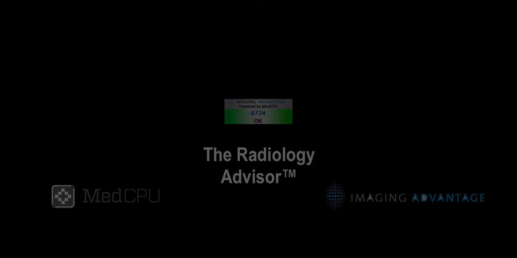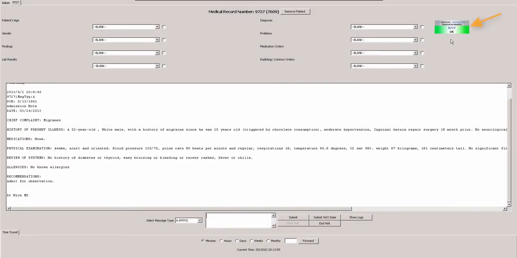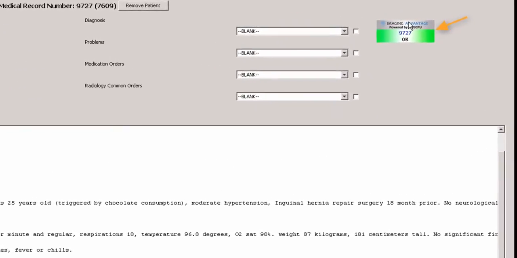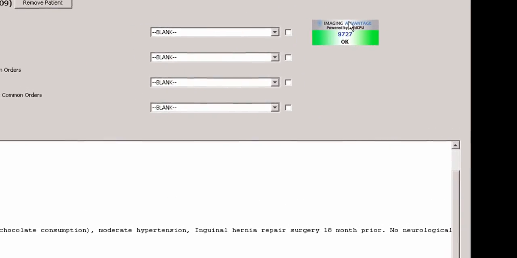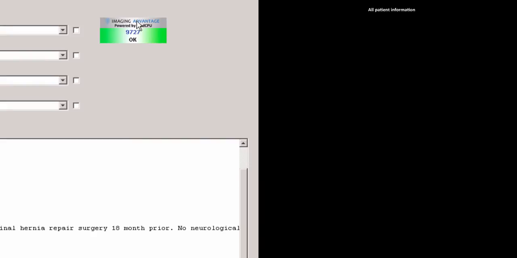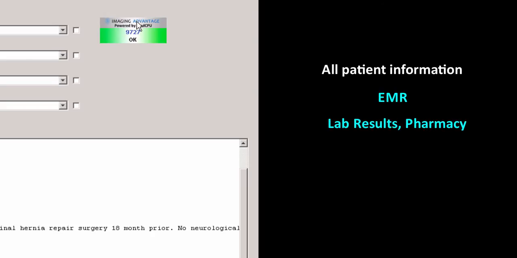The Radiology Advisor is a small button that floats on top of the organization's EMR and monitors the quality of care provided to the patient in real time. The advisor reads all patient information from both the EMR and all the other ancillary systems at the organization that hold patient information, including lab results, pharmacy, radiology, and physician's dictations.